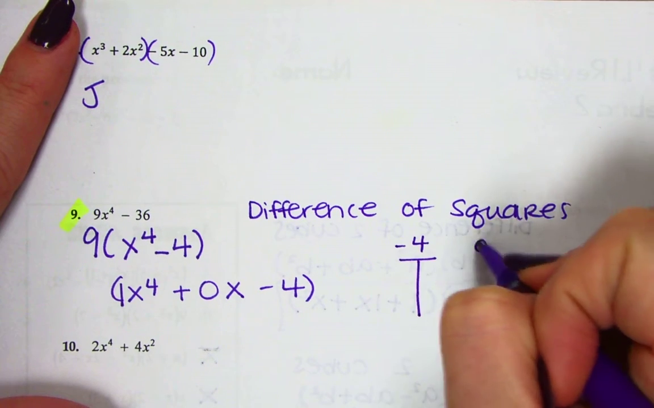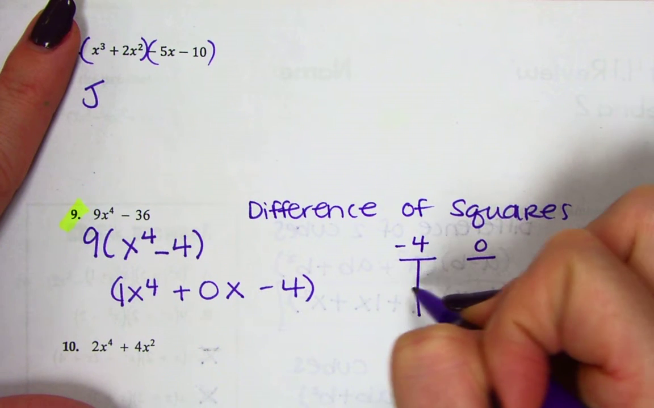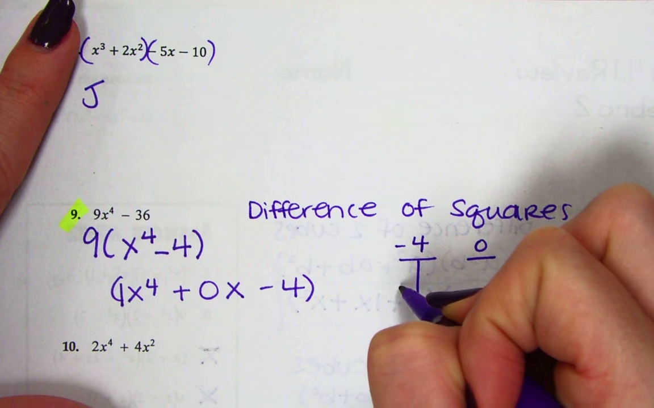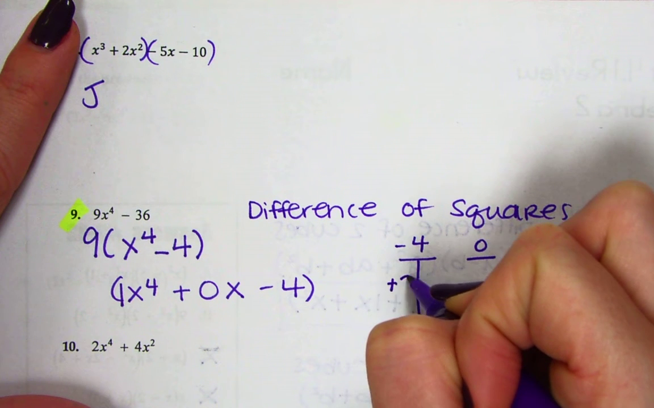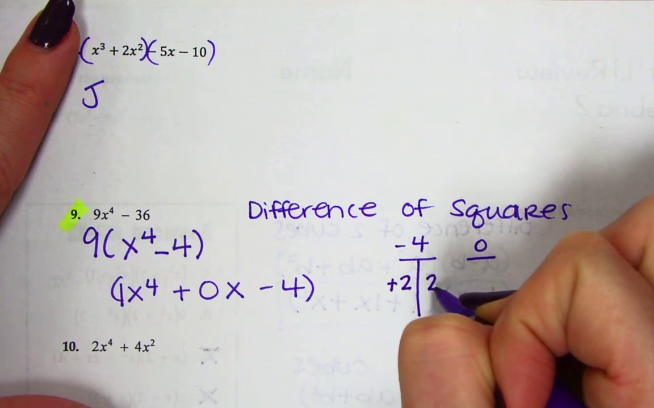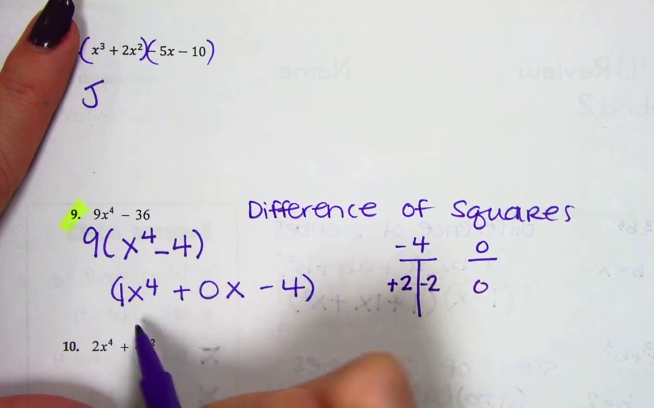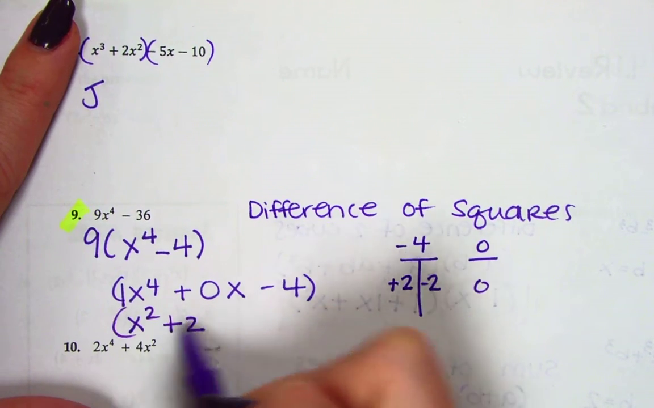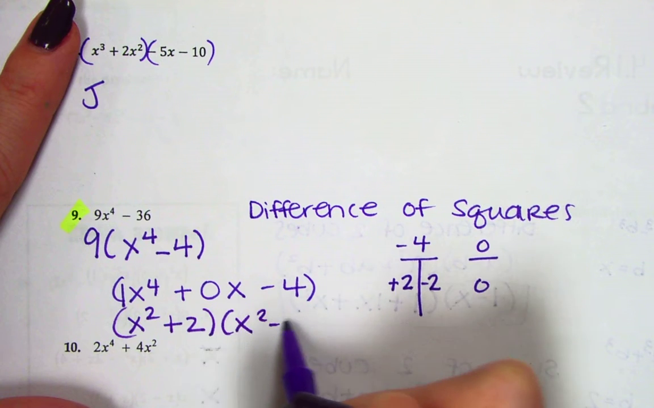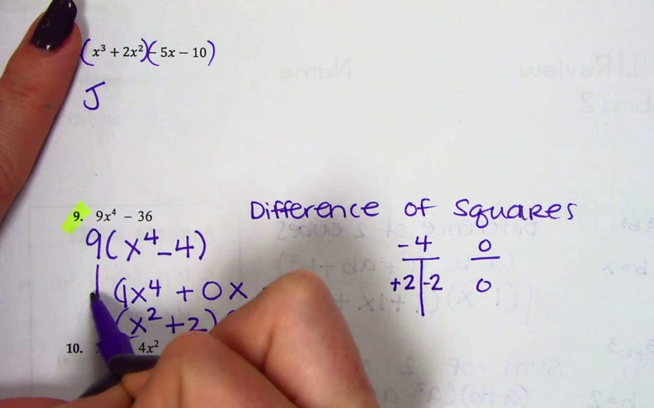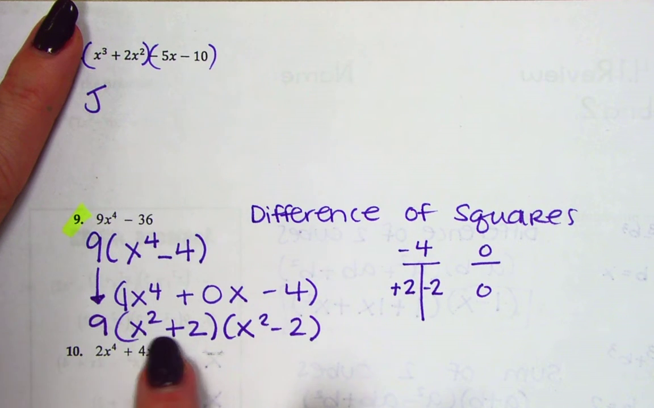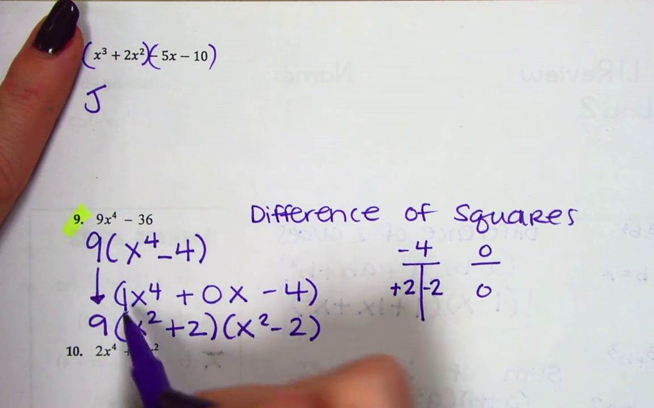And you need it to add up to 0. Well, what do they have to be to add up to 0? They have to be the same number. 4 is a square number. What's the square root? It's 2 and negative 2. So it would be x squared plus 2 and x squared minus 2. And I'm going to bring down my GCF of 9. So it's 9 times x squared plus 2 times x squared minus 2.